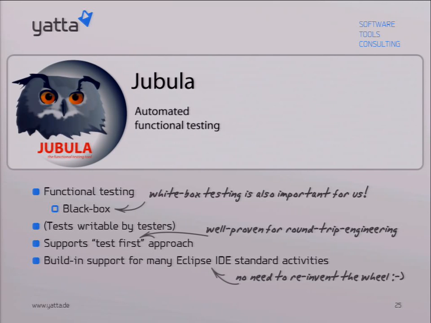Jubula is well suited for the test first approach, as you don't need to have the user interface completely implemented, you can start by writing the test. And this, well, has been well proven for our round-trip engineering tests. And of course, it's already deeply integrated into Eclipse. It ships many standard activities, standard test cases. So, well, you don't have to reinvent the wheel for this stuff.